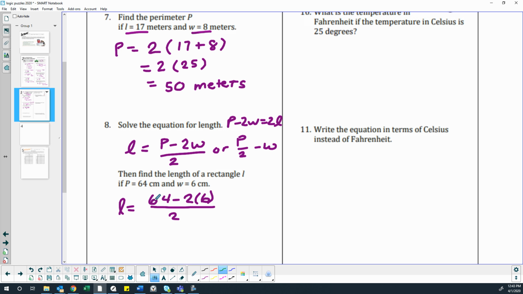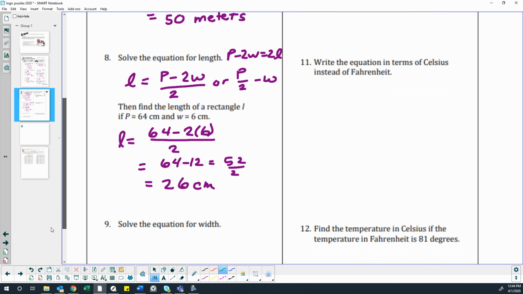So the way I wrote it down was I did this one here. So P minus 2 times 6 divided by 2. So that would give us 64 minus 12, which is 52, and then divide that by 2. Yep. And it's just in centimeters, right? Because it's length, so everything's in centimeters.